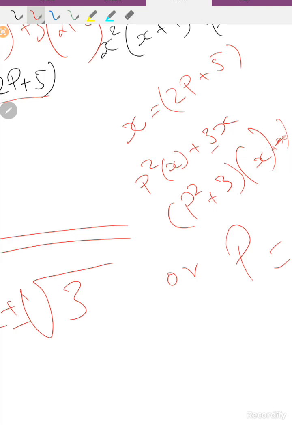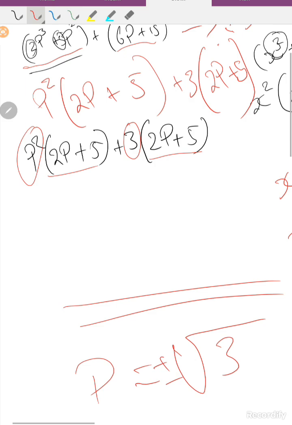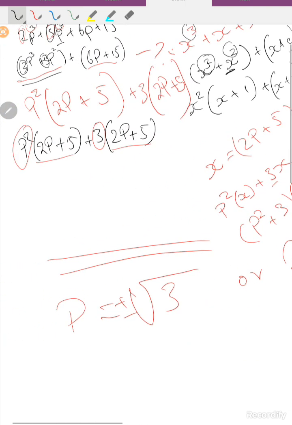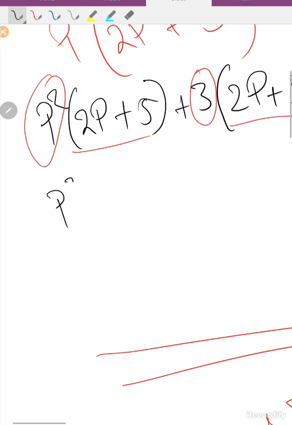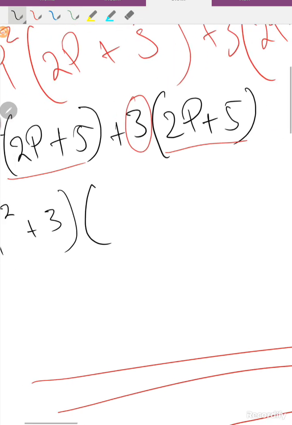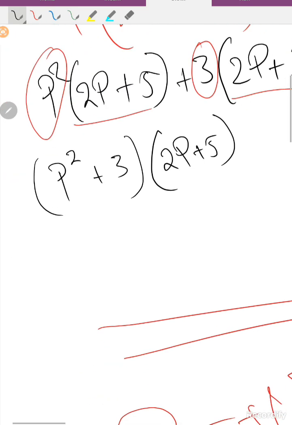So it's supposed to be like this. So let's go back here, whereby you have to understand everything. So we're going to say p squared plus 3, close brackets. Therefore, multiply by open brackets, 2p plus 5. That's the final answer. This is grouping.